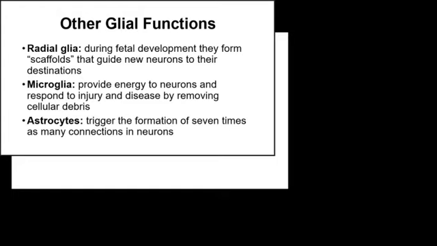We also have microglia, which basically give energy to neurons. So they provide energy, they take away cell waste, and they help repair injury whenever they can. So those are more of that support function. And then we also have astrocytes. And this is an interesting one. So astrocytes end up triggering the formation of extra connections with neurons. So they trigger the formation of synapses. So the presence of these astrocytes leads to more neural connectivity.